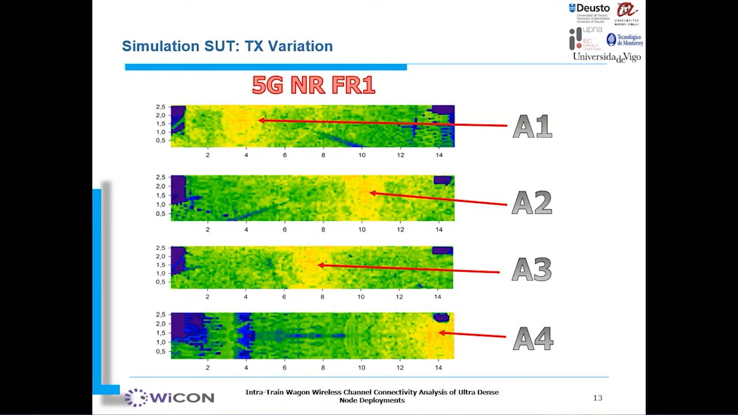We have also performed analysis concerning the topological variations of the transmitter antennas, and here we see the case of modifying the hotspot location in 4 different potential antenna locations. For the case of 5G and RFR1 at 3.5 gigahertz, again we can see that as a function of the displacement of the positions, we're going to have different distributions of the received power levels, which are not symmetrical, given that the scenario has different characteristics as a function of the location of the scatterers inside it.